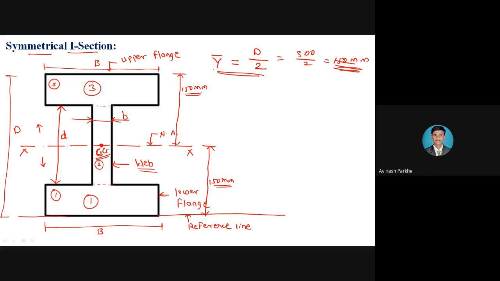That means one distance we have calculated, which is called the CG distance of the I section, or that y bar distance represents the position of neutral axis from the bottom side, or from this particular reference line.